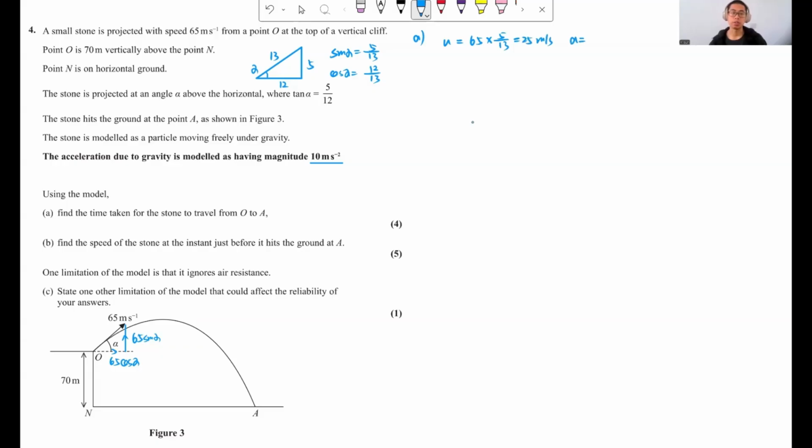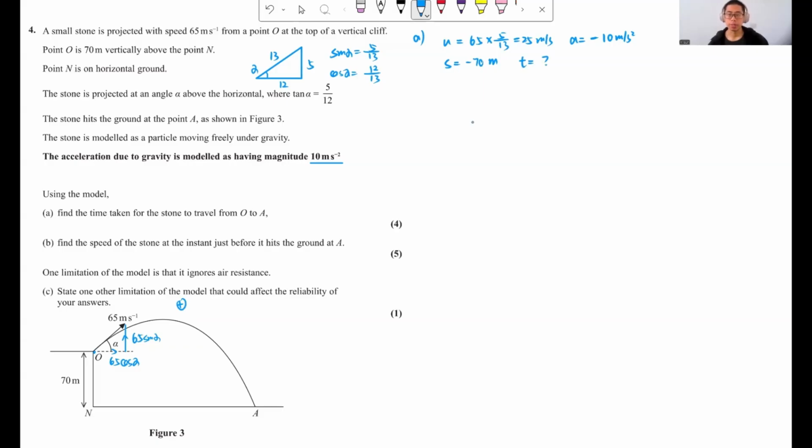And we know acceleration is negative because it's projected up, so it's against gravity. So it has to be negative 10 meters per second squared because they said use 10. And then s has to be negative 70, because we projected upwards initially, so we treat upwards as the positive direction. A is below the initial position, so it has to be the opposite, negative 70 meters. And what we're looking for is time. That's what we don't know.